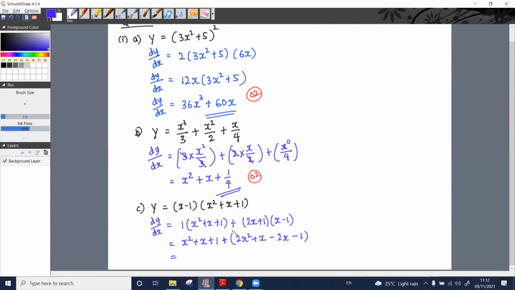So here the answer should be what? Plus x minus 2x. We can cancel 2x to minus 2x. Plus 1 to minus 1 we can cancel. The answer should be 3x squared. 3x squared should be the answer. 2 marks. For part C, the answer should be 3x squared.